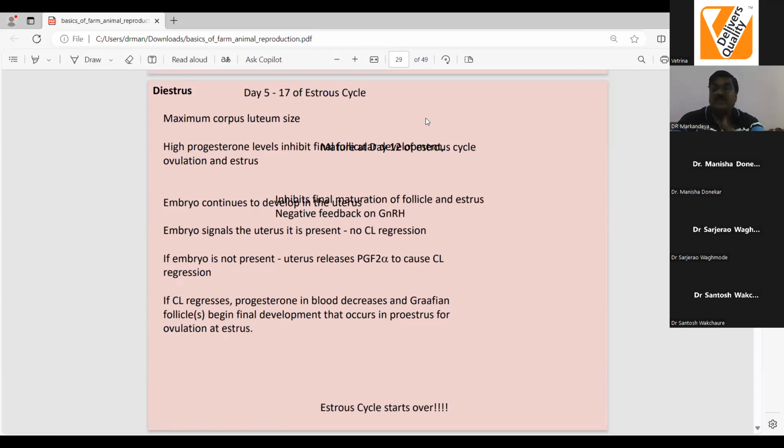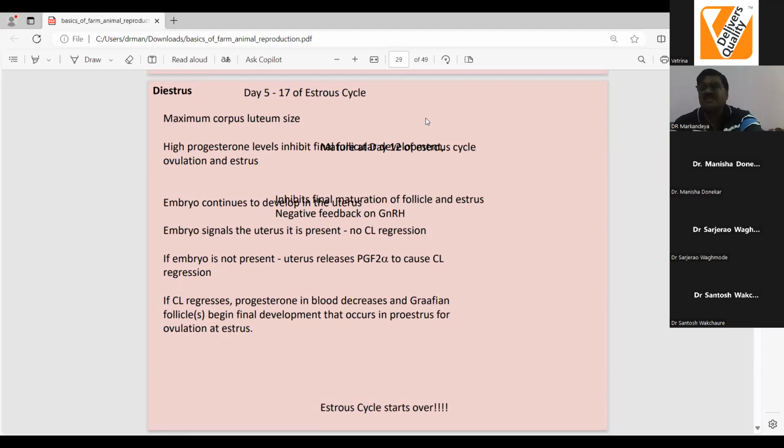And if we are able to palpate the ovarian activity, we are the only professionals who can treat any type of infertility case with the ovarian activity. So developing corpus luteum, developed corpus luteum, and regressing corpus luteum. Differentiation should be there, and we should go for regular palpation of these activities. In diestrus, progesterone level will increase up to 7 days, and therefore there is no need to give any type of progesterone from day 0 up to day 7.